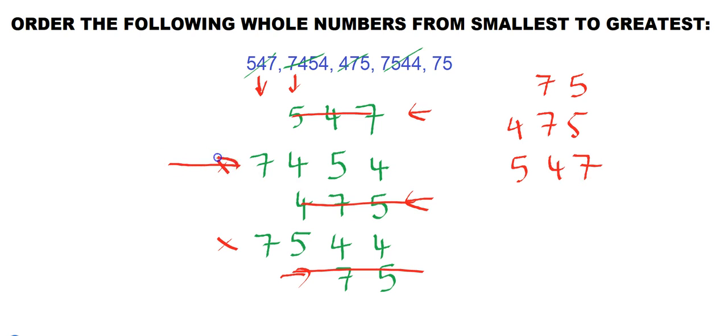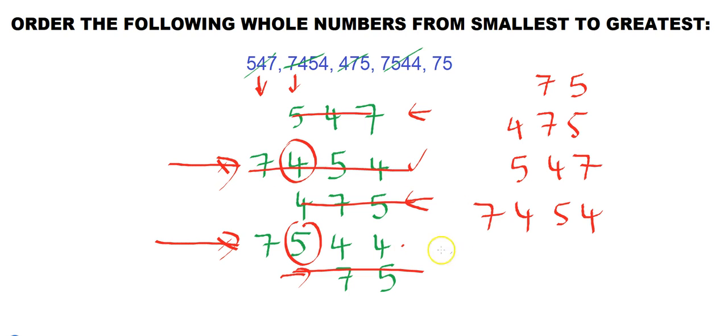And then we go back to these two. We haven't used them yet. They were both large numbers. They both had digits in the thousands place value column. So 7, 7, and then the next one is a 4 versus a 5. So this one is smaller than this one. So put them in the right place value column. So 4, 5, 4, 7. And then this one, 7, 5, 4, 4. And that's the correct order from smallest to greatest.